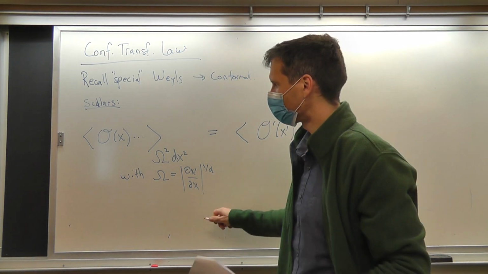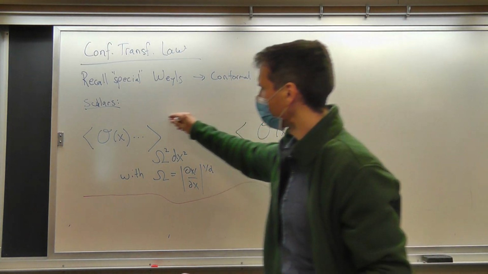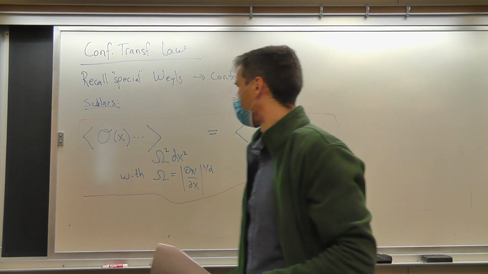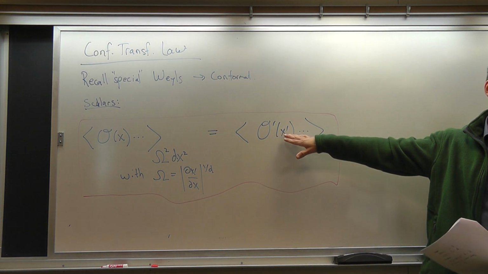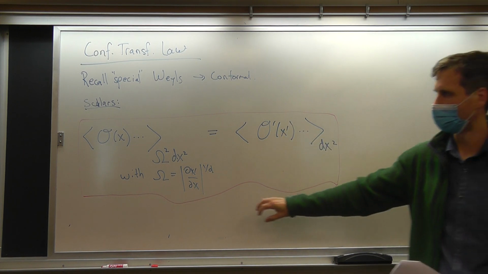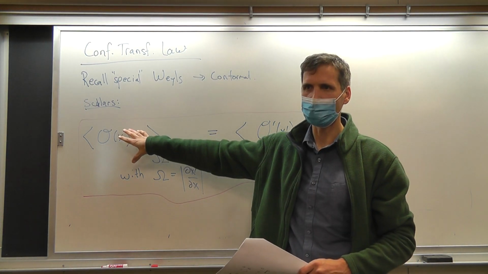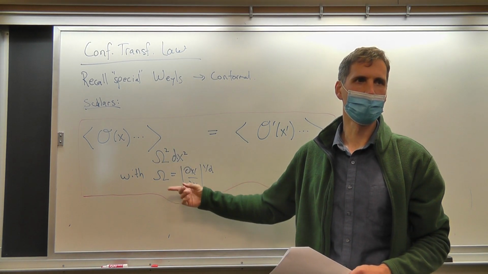So let me put a box around it. I wrote it for the scale transformation, but I don't think I wrote down the general one. O prime of x prime here is the conformal transformation. So this is telling you how conformal transformations are related to these special Weyl transformations where the Weyl factor is pure diff.